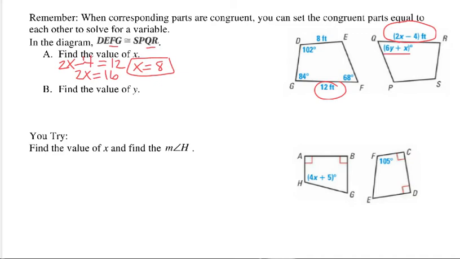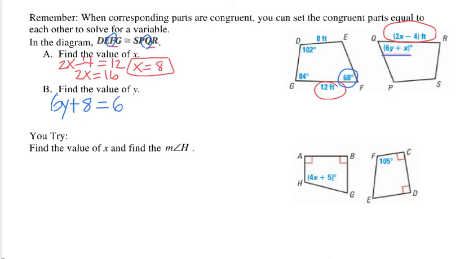And this comes from angle Q. If you look where my angle Q is, that means the angle F is congruent to it. So my angle F is the 68. So I know that 6y plus 8 should equal 68. I can use that to solve for y. So I get 6y equals 60, so y itself is going to equal 10.